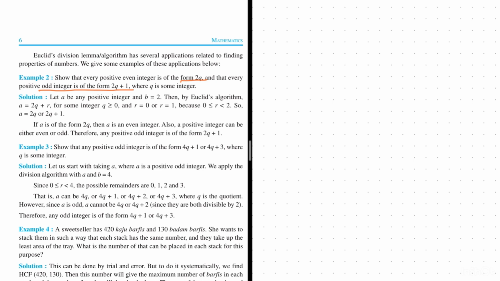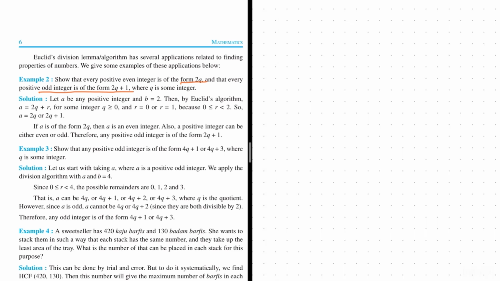For this, let us just assume some integer q is equal to, for example, 1. For this assumption, if we substitute it in 2q, 2 into 1 is equal to 2.